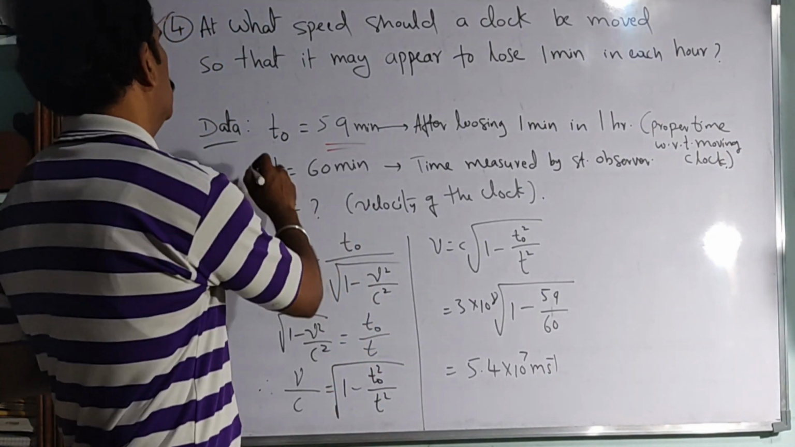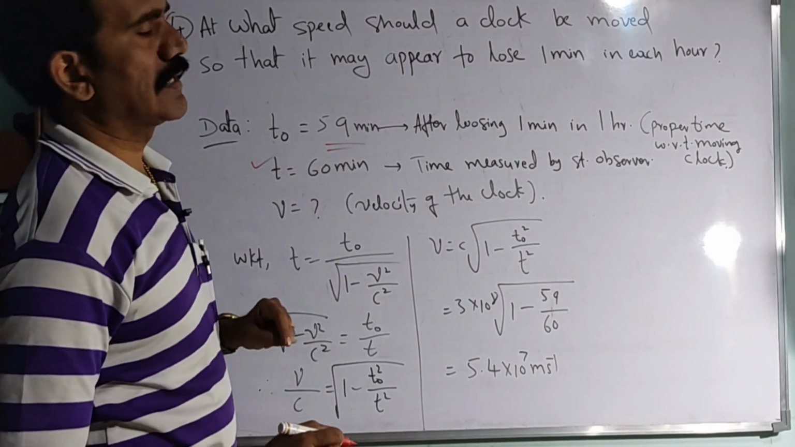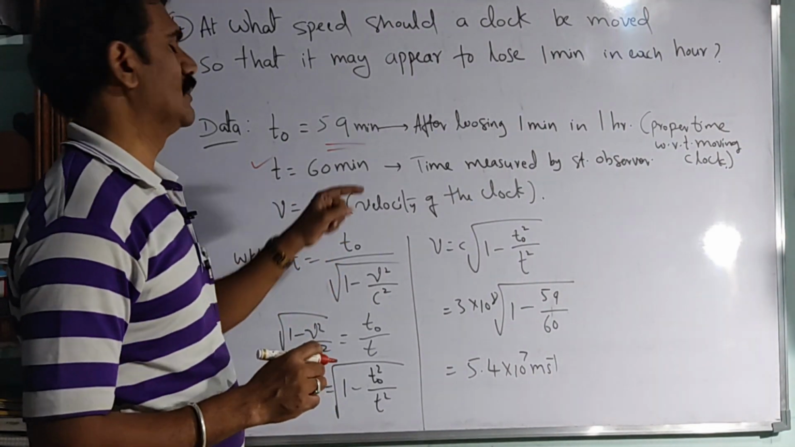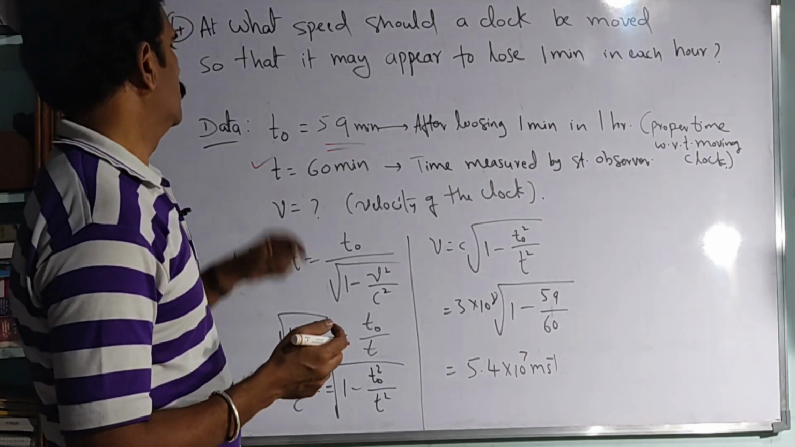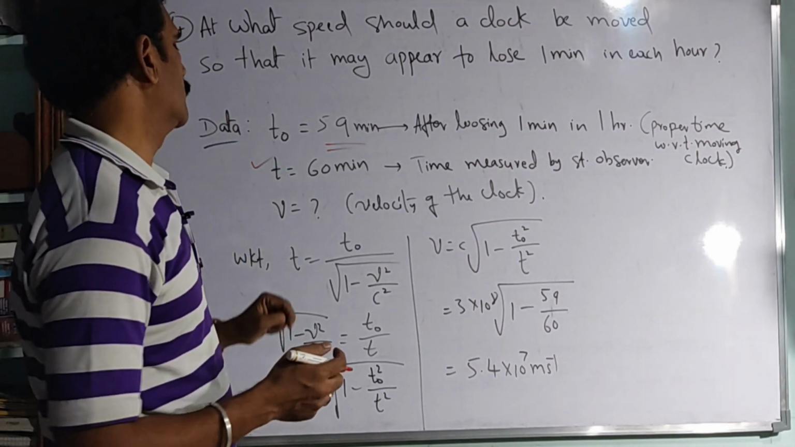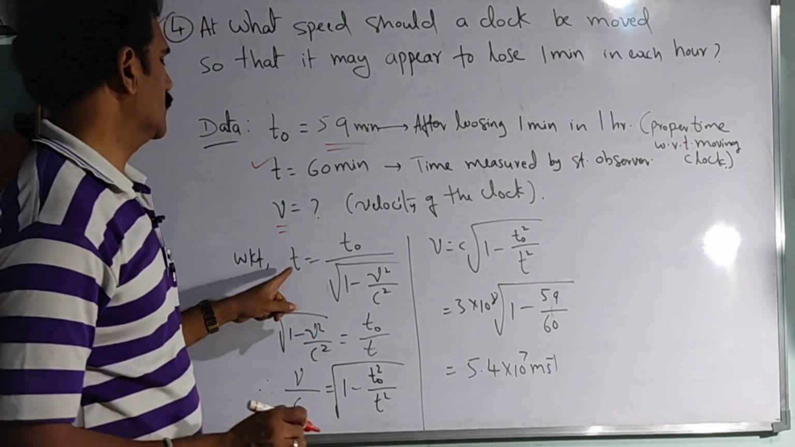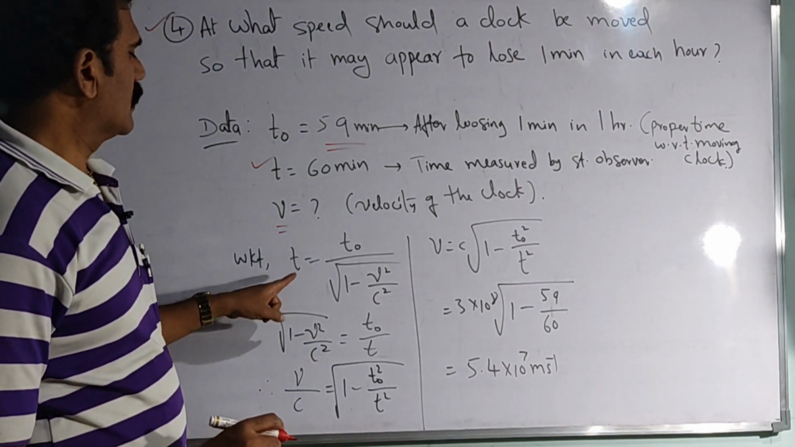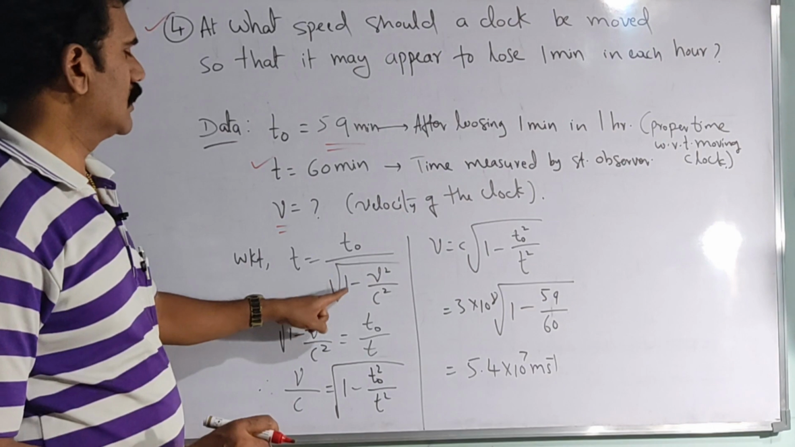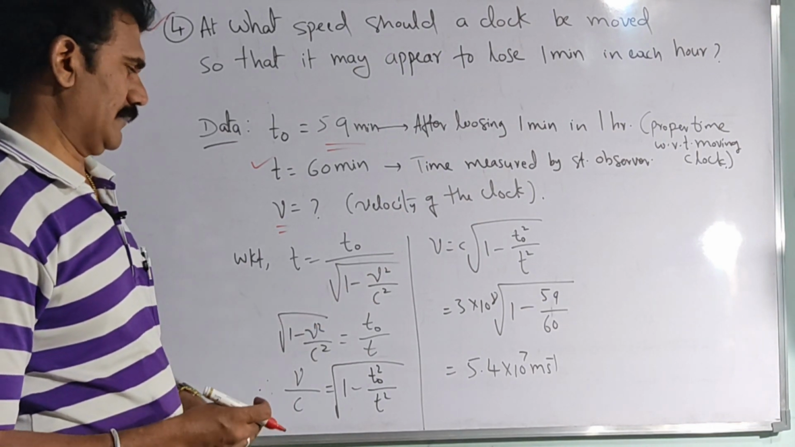Okay, and then the time measured by the stationary observer should be actually 60 minutes. Okay, so the time difference is now 1 minute. So with what velocity does the clock have to move? Substitute it now in the equation. So time dilation is given by now T is equal to T naught by square root of 1 minus v square by c square.